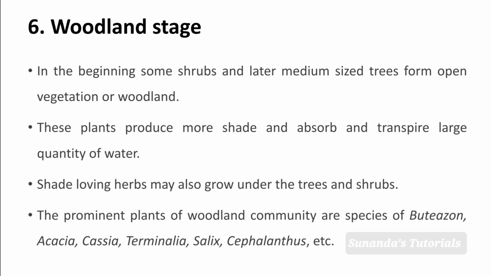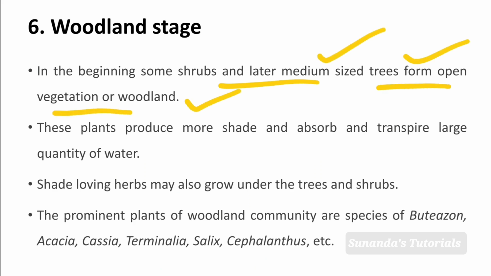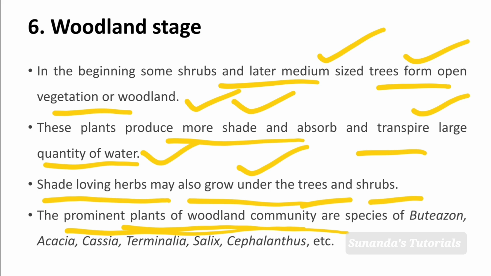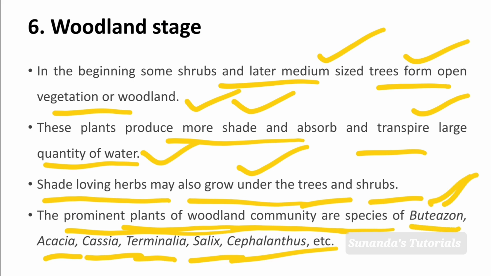Then the woodland stage, it is the sixth stage. In the beginning, some shrubs and later medium-sized trees form open vegetation or woodland. These plants produce more shade and absorb and transpire large quantities of water. So they are more or less terrestrial in nature. Shade-loving herbs may also grow under trees and shrubs. The prominent plants of woodland communities are Butea, then Acacia, Cassia, Terminalia, Salix and Cephalanthus. So after the sedge meadow stage, the woodland stage appeared and these tree species appeared on that land.